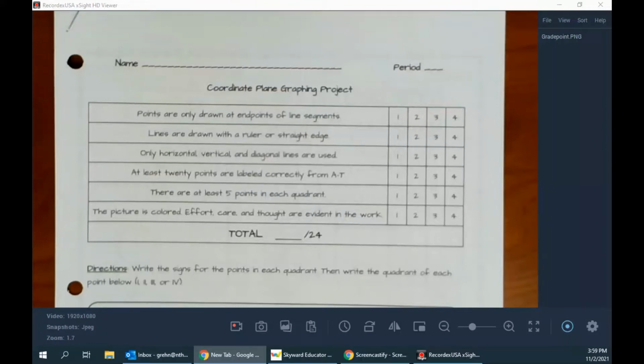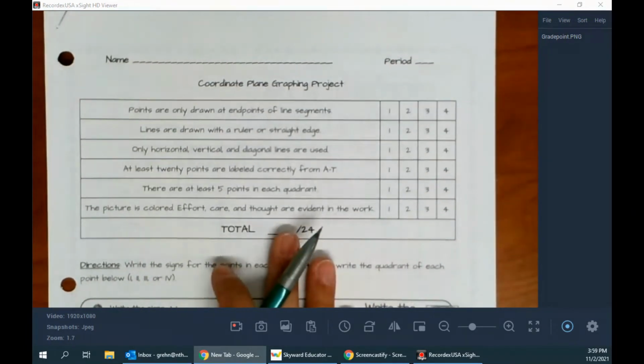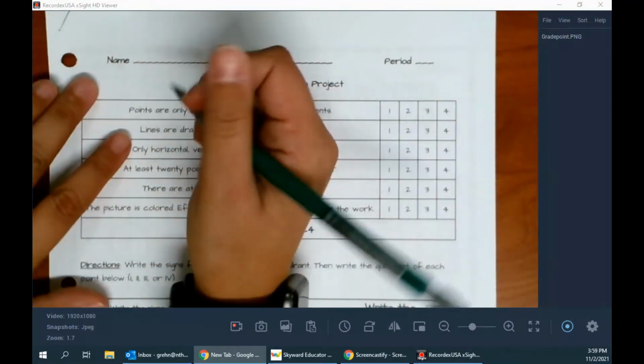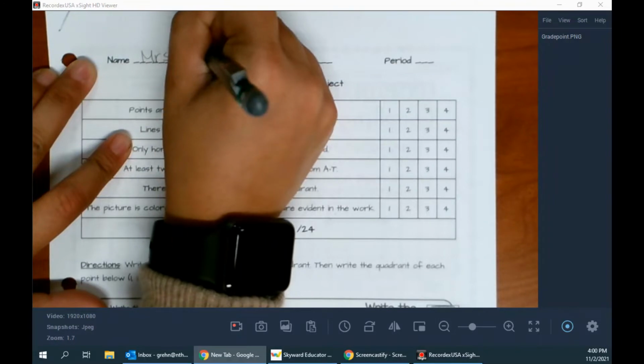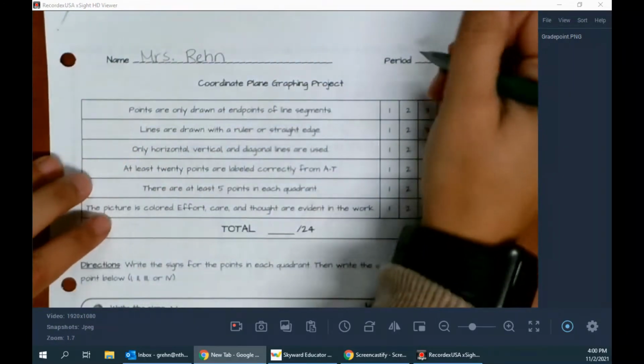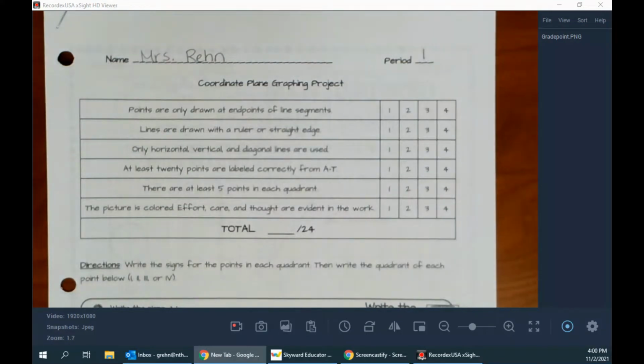Today you guys are going to be starting a project on the coordinate plane and graphing. So this is the coordinate plane graphing project. You should have this packet in front of you. Go ahead and write your first and last name at the top of your paper, and then your period, if it's period 1, 2, 3, and so forth.